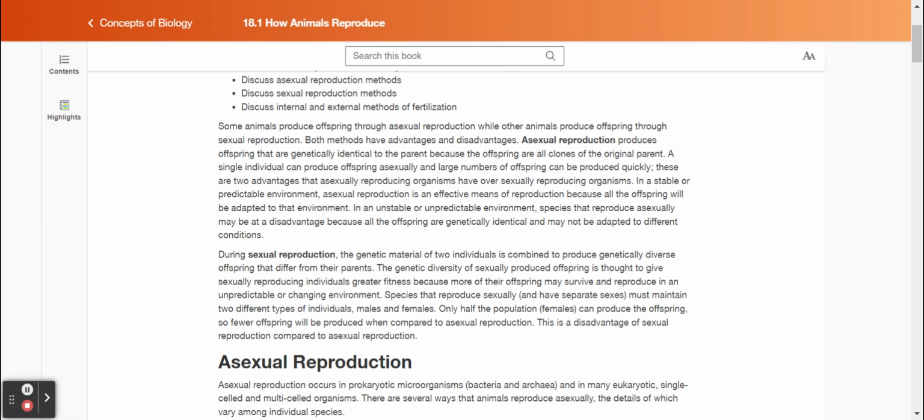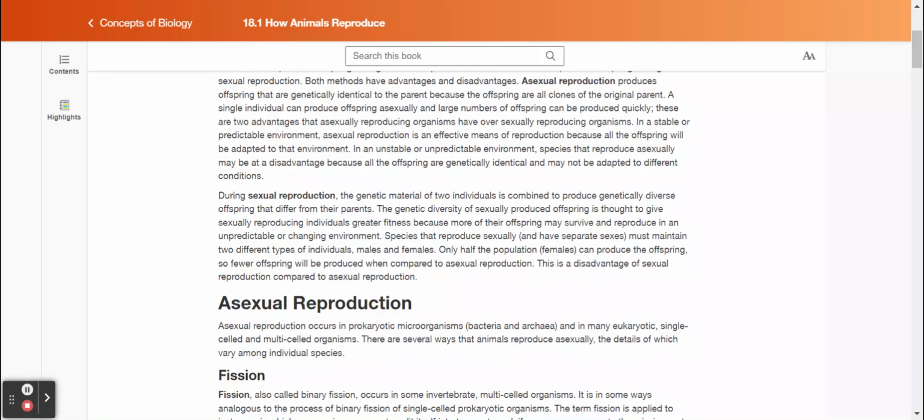Species that reproduce sexually and have separate sexes must maintain two different types of individuals, males and females. Only half the population, females, can produce the offspring, so fewer offspring will be produced when compared to asexual reproduction. This is a disadvantage of sexual reproduction compared to asexual reproduction.